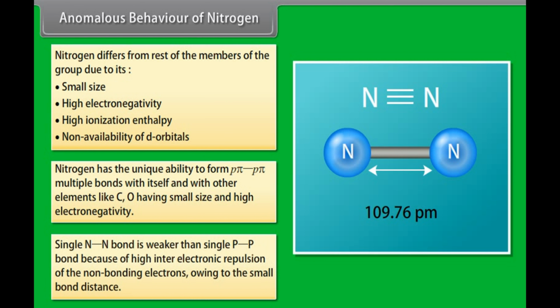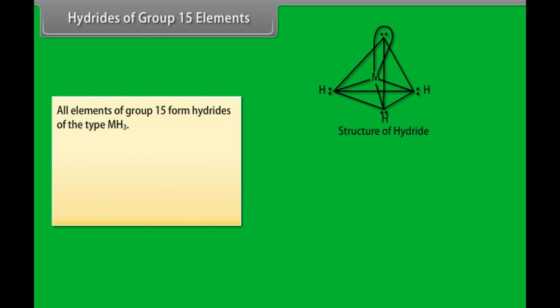A single nitrogen-nitrogen bond is weaker than a single phosphorus-phosphorus bond because of high inter-electronic repulsion of the non-bonding electrons owing to the small bond distance. Hydrides of group 15 elements. All elements of group 15 form hydrides of the type MH3.